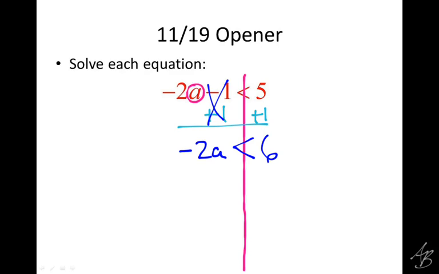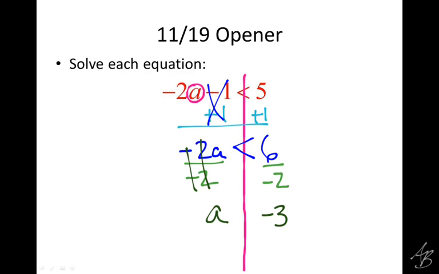Okay, so we've got -2A is less than 6. Now what? Divide by -2. So we divide by -2 on both sides. And when we divide by -2 on the left, the -2's cancel and we get A. And on the right, 6 divided by -2 is -3. But this part here is a little bit tricky.